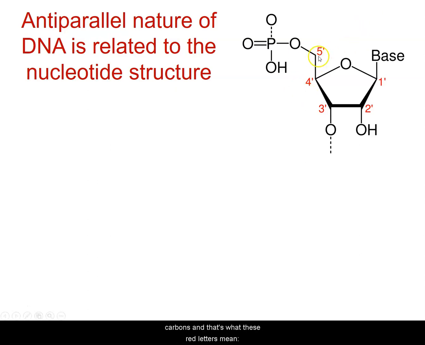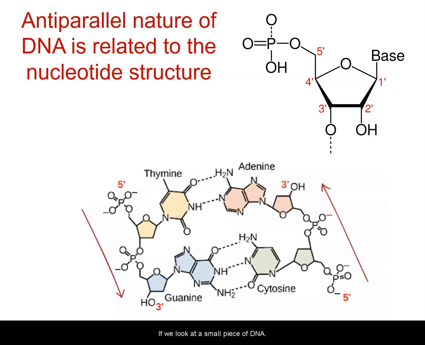And that's what these red letters mean. 1', 2', 3', 4', 5'. 5' and 3' mean the number of the carbon that's exposed. So if we look at a small piece of DNA, take note of several things. First of all, adenine and thymine are paired together with a hydrogen bond here. Guanine and cytosine are paired by hydrogen bonds in the middle.